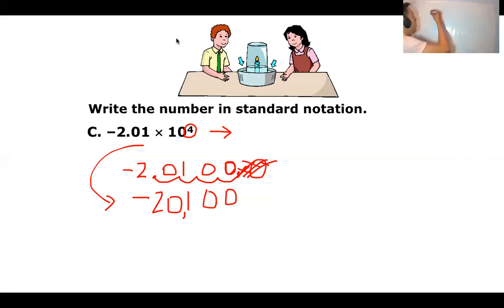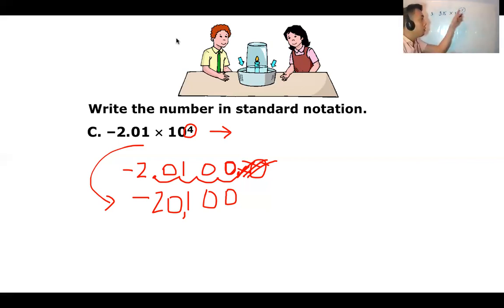Okay, number 3 example, we have 3.15 multiplied by 10 raised to negative 7. So if we have a given scientific notation, we need to see first the exponent.